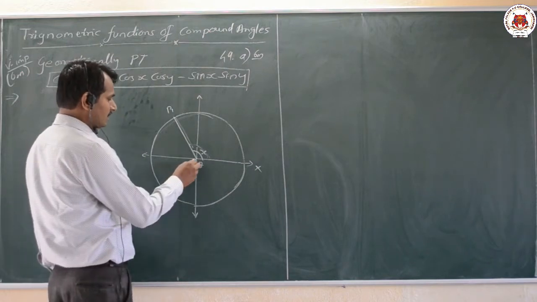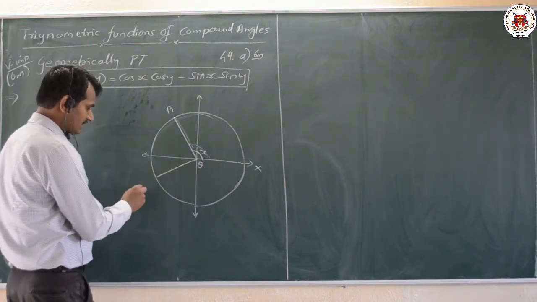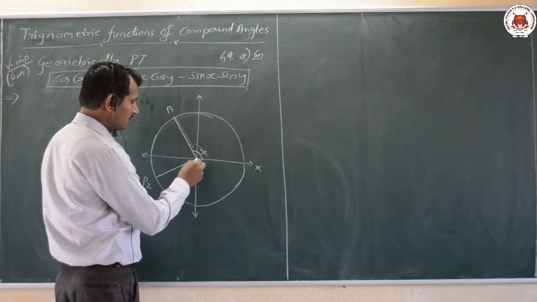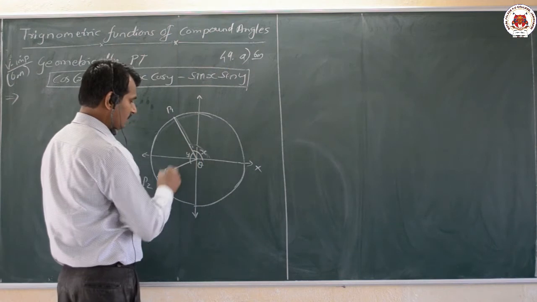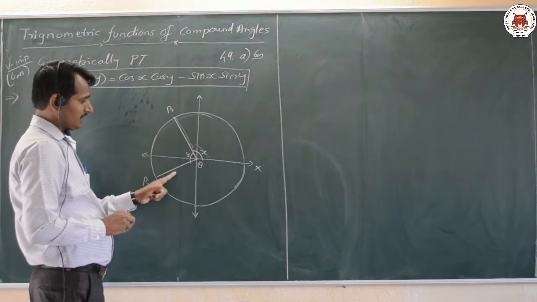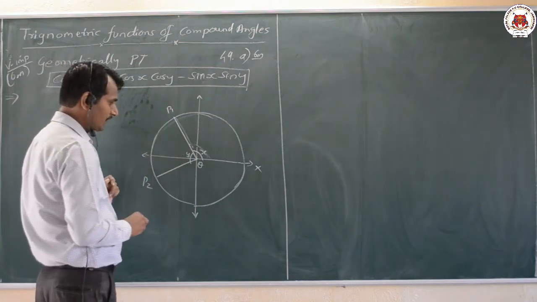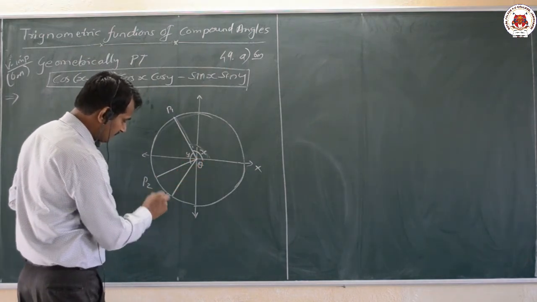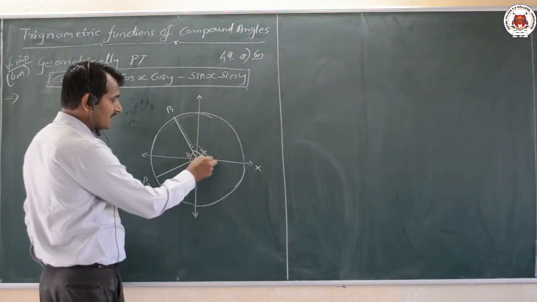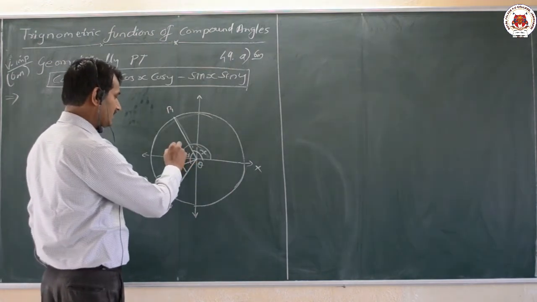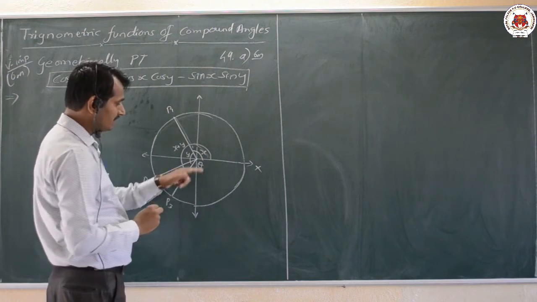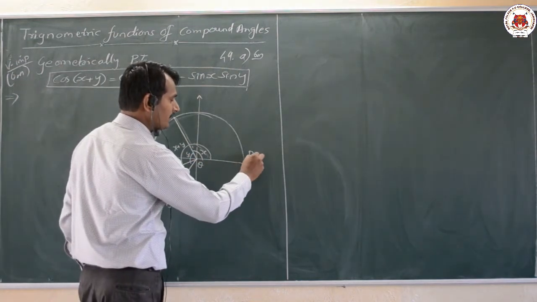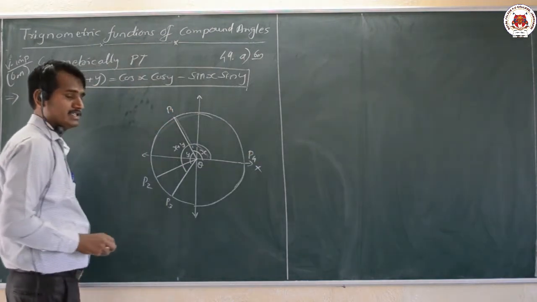And here let us take one more point on this circle, that is P2, and that P2 makes an angle of y with P1. Here this angle is y. And let us take one more point, that is P3, that makes an angle of x plus y. We can observe that this particular angle is x. And at last let us take this particular point as P4.